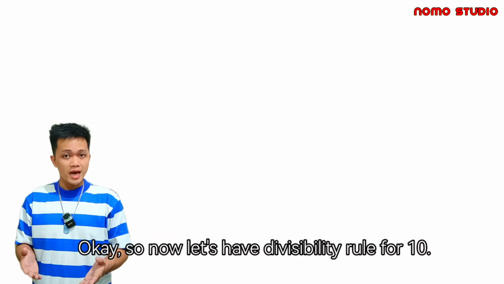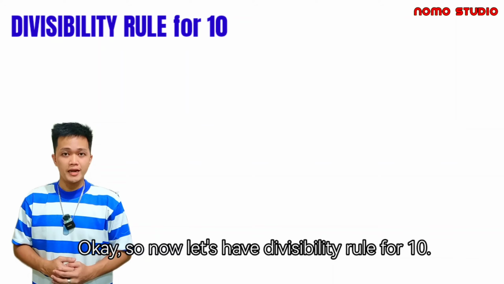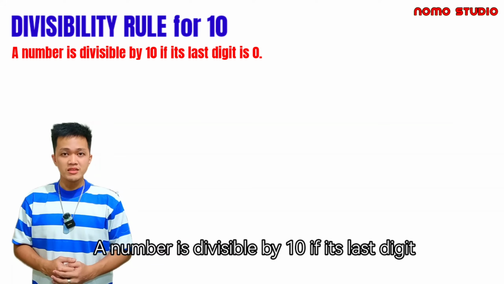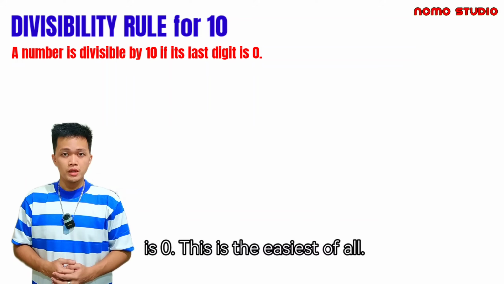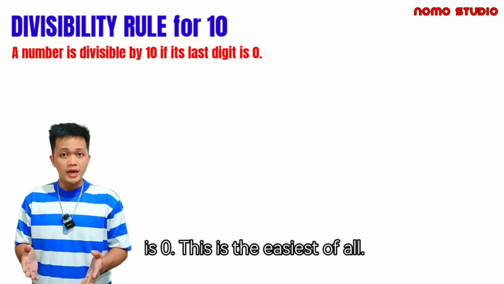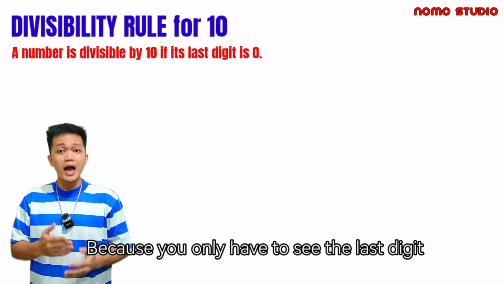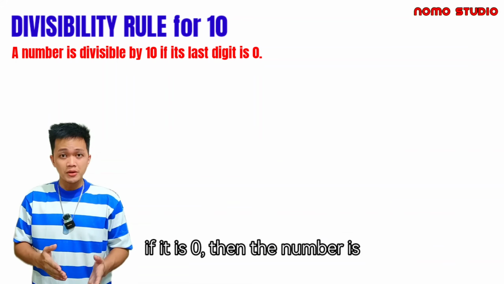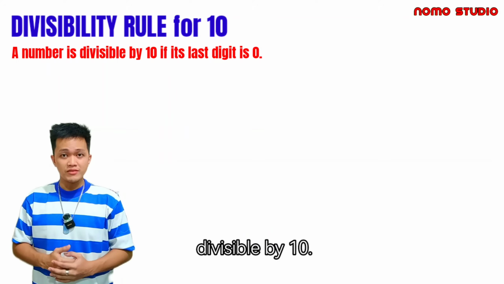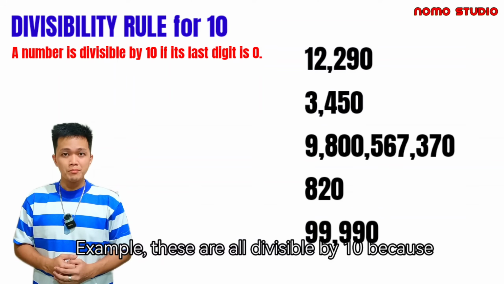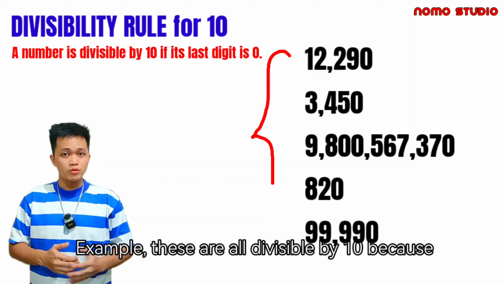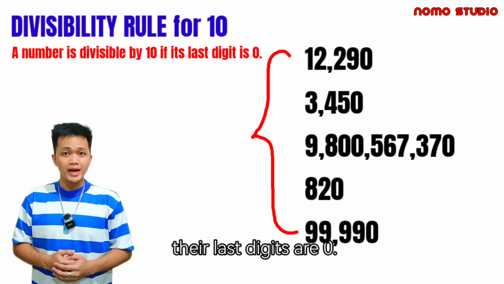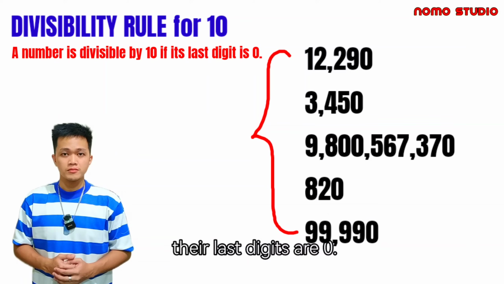Okay, so now let's have the divisibility rule for 10. A number is divisible by 10 if its last digit is 0. This is the easiest of all. Kasi nga, di ba, titingnan mo lang ang last digit. If it is 0, then the number is divisible by 10. Example, these are all divisible by 10 kasi nga 0 ang kanilang last digits.